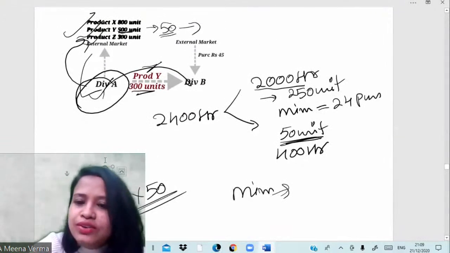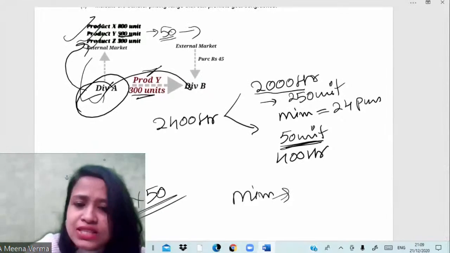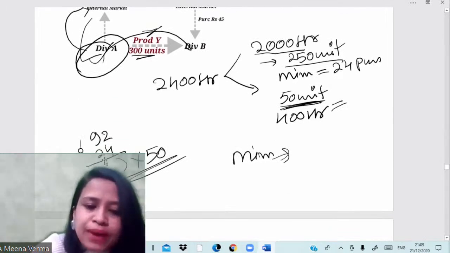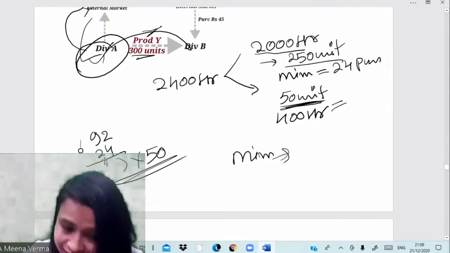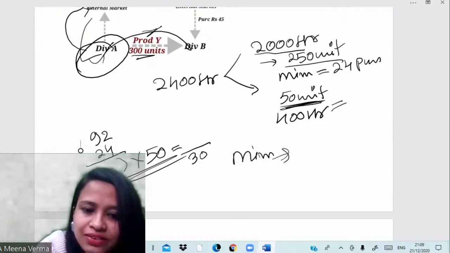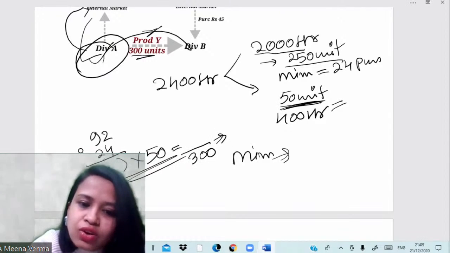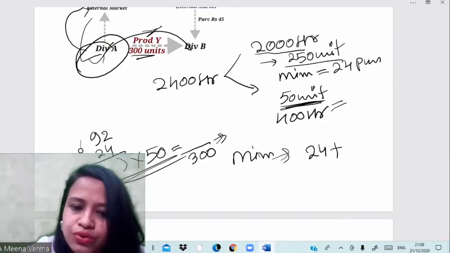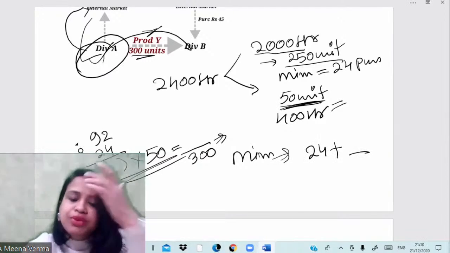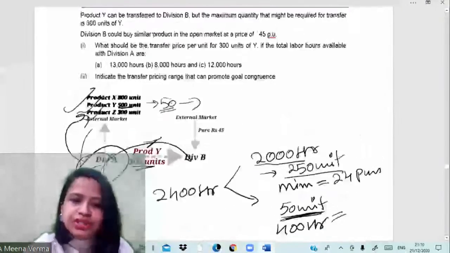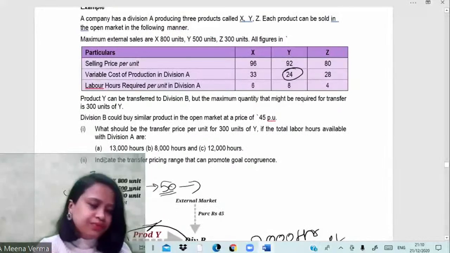You can quote the transfer price for these 250 units and 50 units separately. And if you want to combine the transfer price for the product, what else can you do? You can find this value and divide it by 300. You will get the opportunity cost per unit. You will add this value to 24 and you will find the minimum transfer price. So in this way you can solve it. In case you have any doubt, you can ask me.